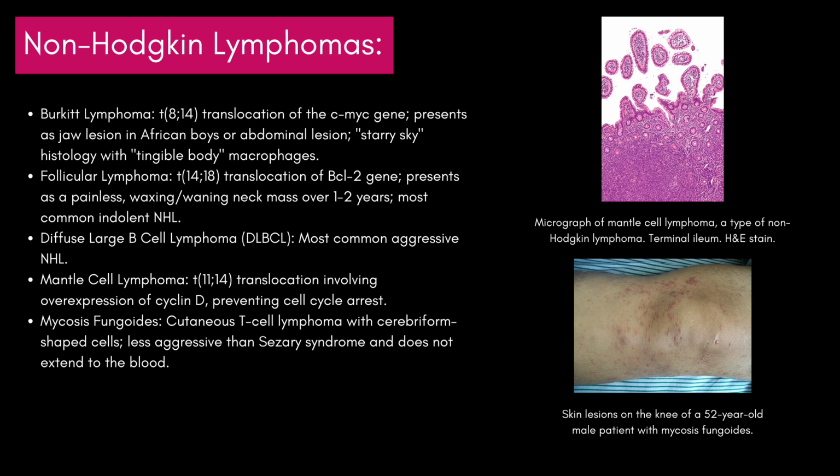most common indolent NHL. Diffuse large B-cell lymphoma, DLBCL, is the most common aggressive NHL. Mantle cell lymphoma, t(11;14), translocation involving overexpression of cyclin D, preventing cell cycle arrest. Mycosis fungoides, a cutaneous T-cell lymphoma with cerebriform-shaped cells, is less aggressive than Sézary syndrome and does not extend to the blood.